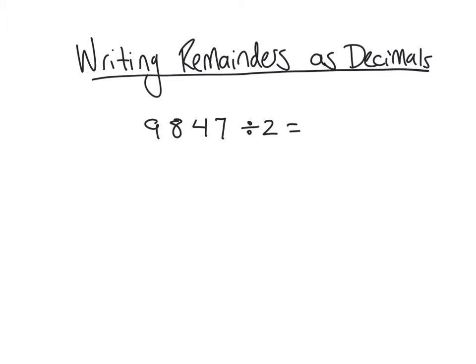9,847 divided by 2, 9,847 is my dividend, and so that's going to be the number that I put in my division box. And my divisor is 2, so that goes out there. Now I'm going to divide like I normally would.